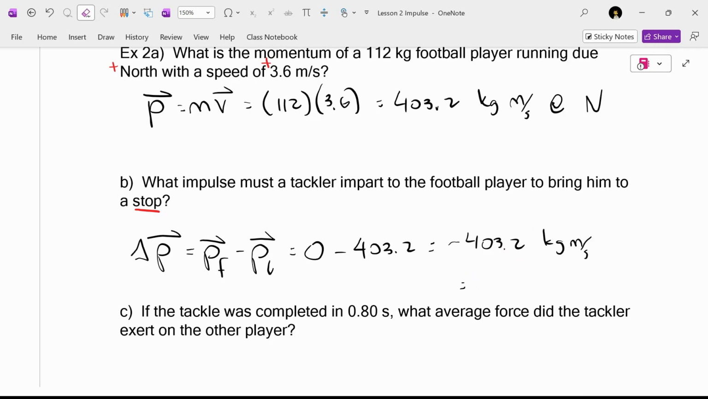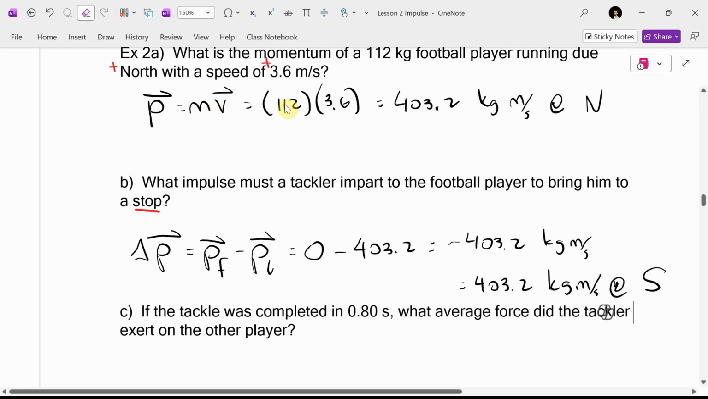It's saying if this guy is running north with 403.2 kilogram meters per second and I tackle him, I better have a momentum south of 403.2 kilogram meters per second south. I need to cancel his out. Now, there's a couple of ways I can do that. Claire, back to you. Momentum is what times what? Okay. If I'm heavier than 112 kilograms, I don't have to be moving as fast. If I'm lighter, I have to be moving faster.